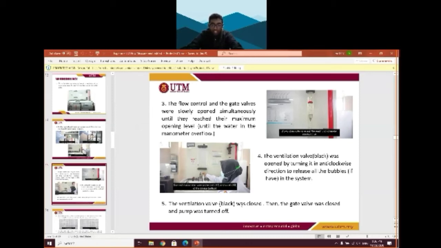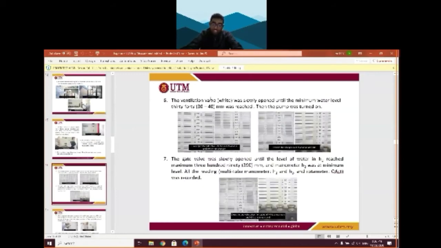The fifth step is we close the ventilation valve back, and then the gate valve is closed, and then the pump is turned off. The sixth step is the ventilation valve is slowly opened, the white one, until the minimum water level, which is 30 to 40 millimeters, is reached, and then the pump is turned on again.